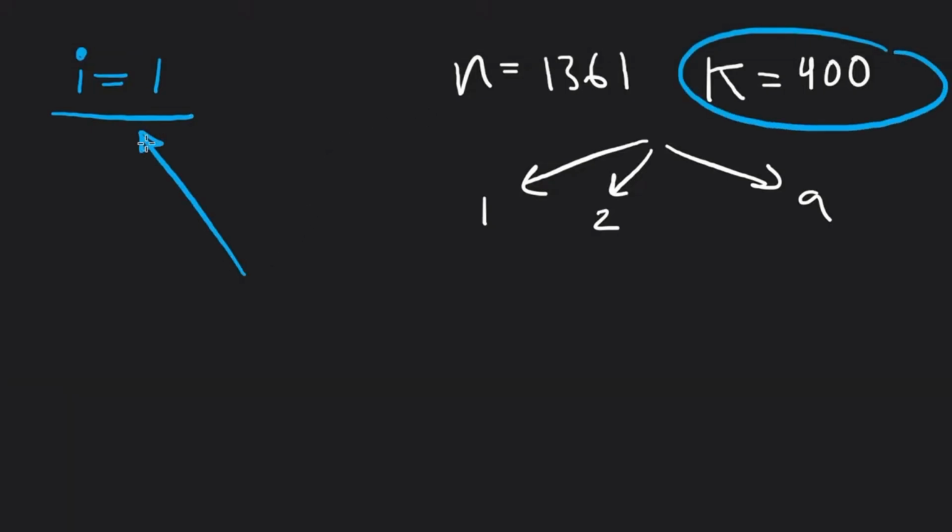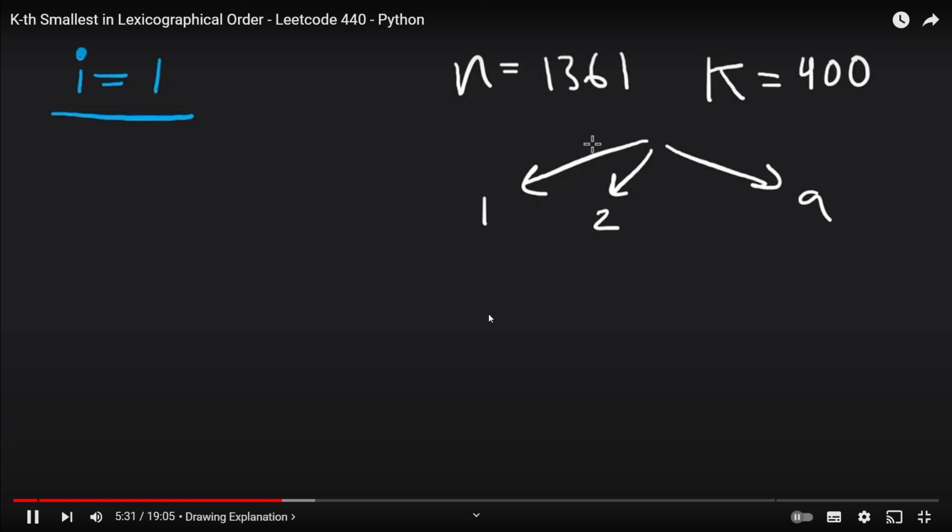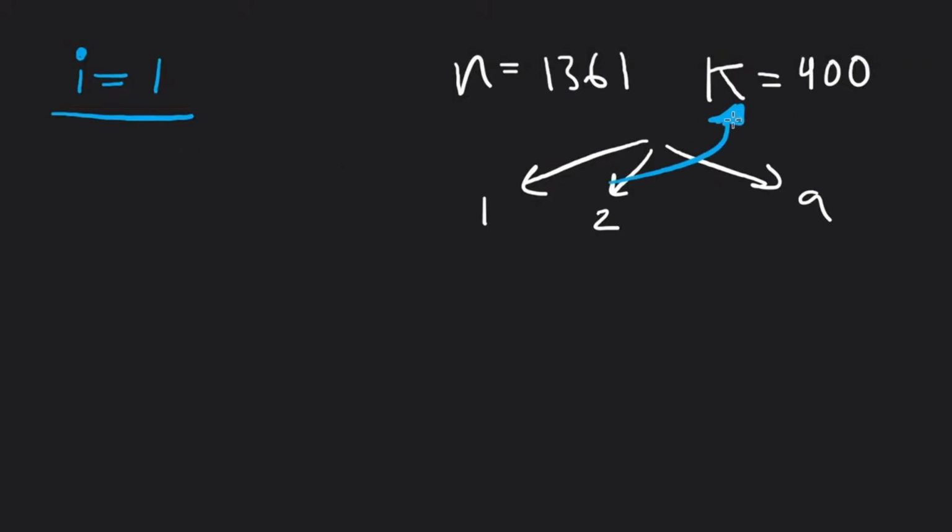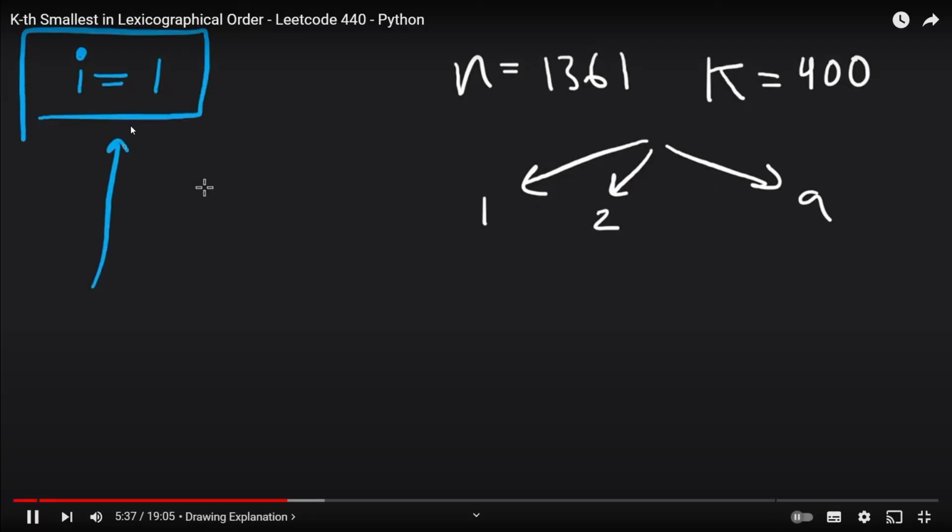I could do that, but when I actually code this up, I'm just going to decrement k because it's more concise to do it that way. But I think for visualization, it might make more sense to say, okay, right now we're at the first number. We want to be at the 400th number. So basically, while i is less than k, we're going to continue our algorithm.